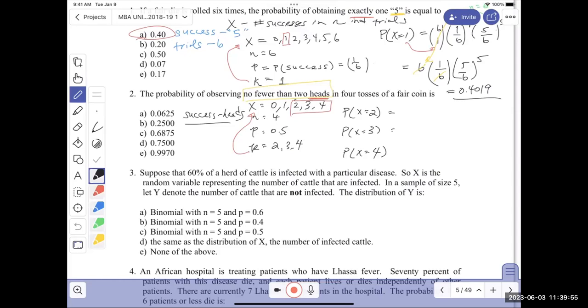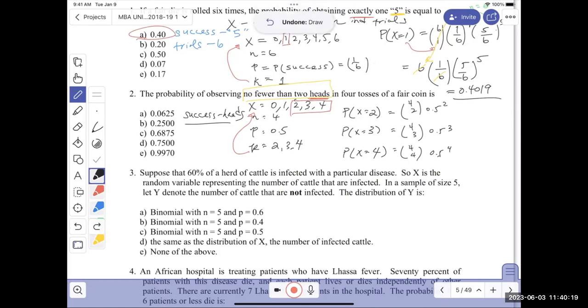So when I lay this out, this is going to be 4 choose 2. This one will be 4 choose 3. And this will be 4 choose 4. And then it's going to be success, success, success. But I want 2 successes here, 3 successes here, and 4 successes here. And then this is failure over here, right?